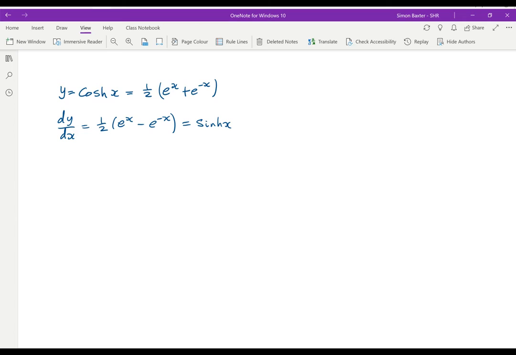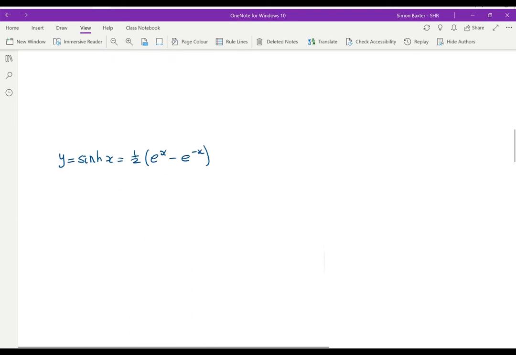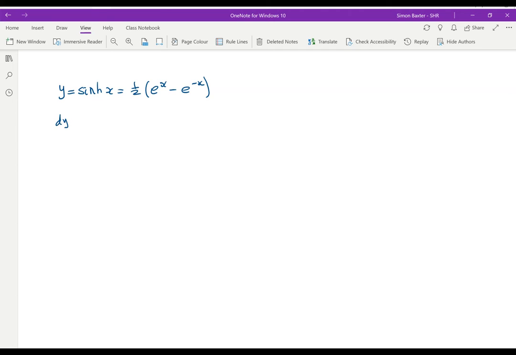So differentiating cosh x gives us sinh x, and in exactly the same way, we can differentiate sinh x. Looking at the exponential form first, a half e to the x, differentiate e to the minus x gives you minus, with another minus makes plus, and so we have cosh x. So our two basic functions, cosh and sinh, differentiate easily.